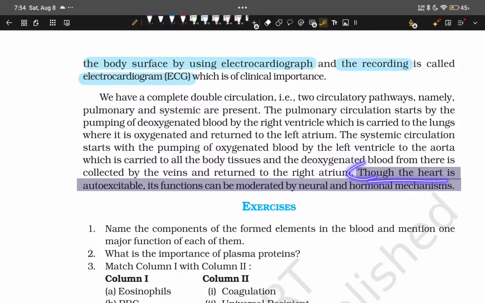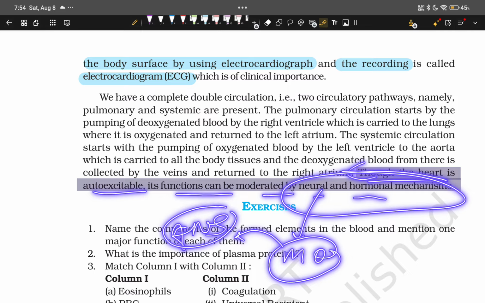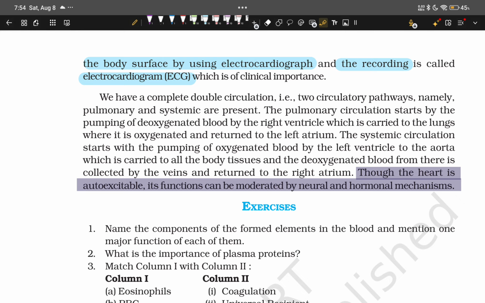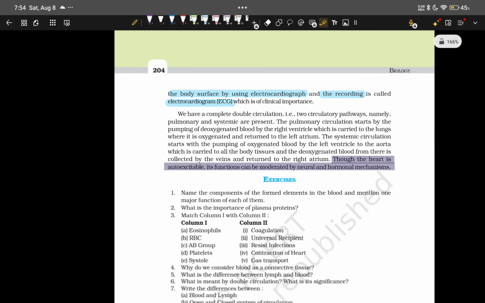Another statement is, though the heart is auto-excitable, its function can be moderated by neural and hormonal mechanisms. The neural mechanism, which is located in the medulla oblongata, regulates through the ANS, the autonomic nervous system. By sympathetic and parasympathetic nerves, it increases and decreases the heart rate, right? Another is the hormonal mechanism. The hormonal mechanism is basically the adrenal medulla, which increases the heart rate. You have to understand this.